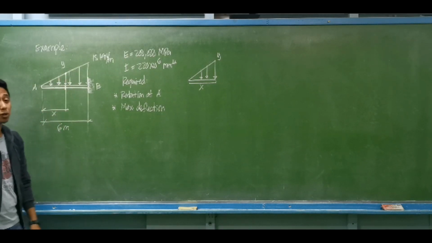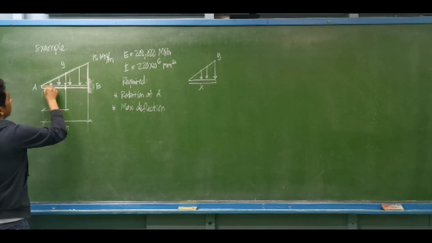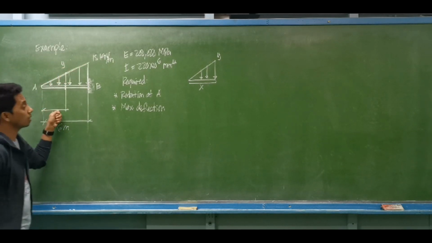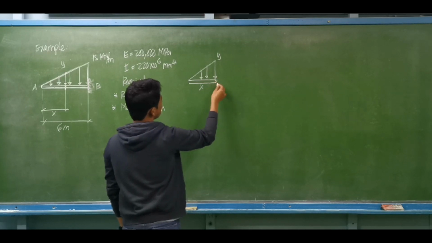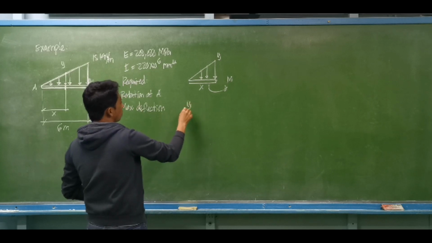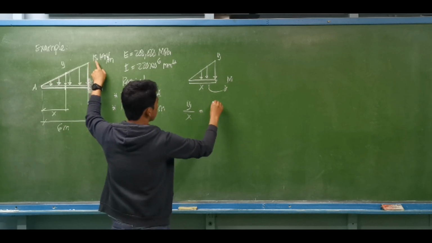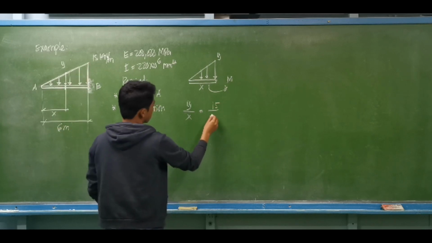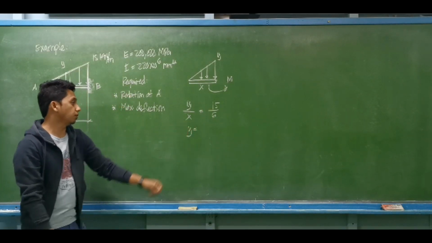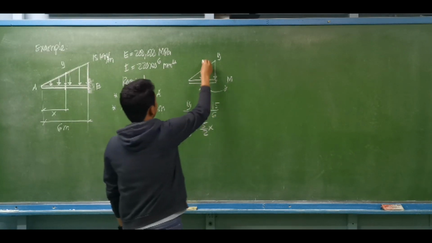We can get it by ratio and proportion of similar triangles. So the triangle is 15 kilonewtons per meter is to 6 meters, then y is to x. From this cut section, we will have a counterclockwise moment. By ratio and proportion, y is to x equals 15 is to 6 meters. So y is equal to 15 over 6, which is 5 over 2 of x. So we have a magnitude.